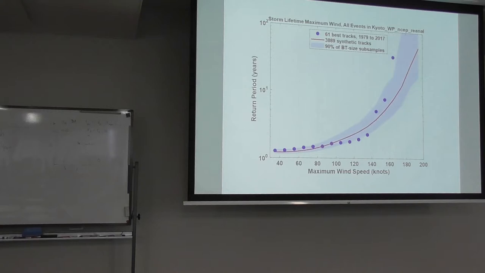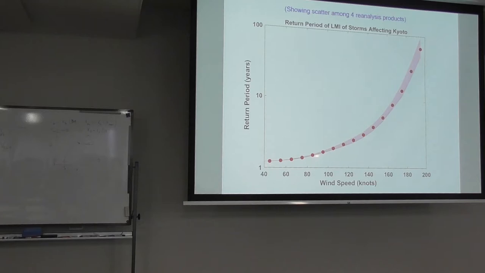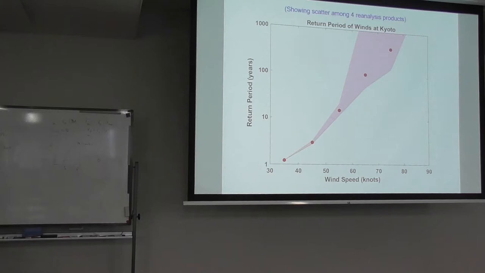But this one is from the four reanalyses. I didn't put the historical observation, but this is lifetime maximum wind of storms affecting Kyoto, and the shading shows the scatter. So in this case, the downscaling from four different reanalyses agrees very well. That's for wind. This is the same thing for rain. Here there's much more disagreement among the different reanalyses about rain return periods. Sorry, this is wind, I misspoke again. This is wind at Kyoto, not lifetime maximum wind. And this is the rain.